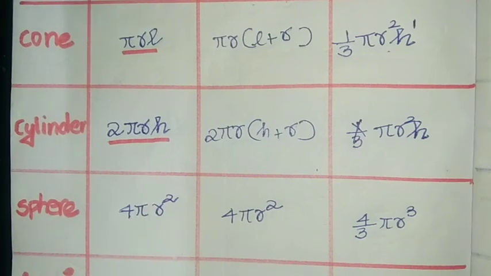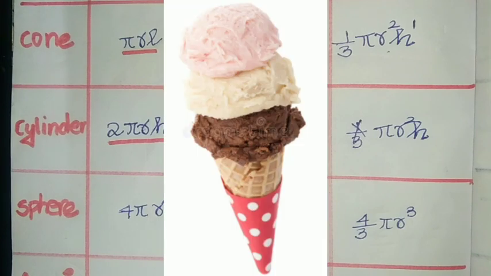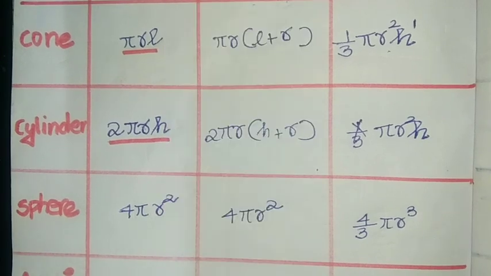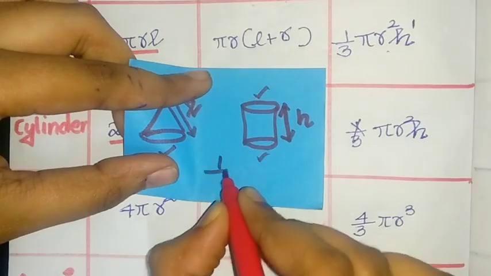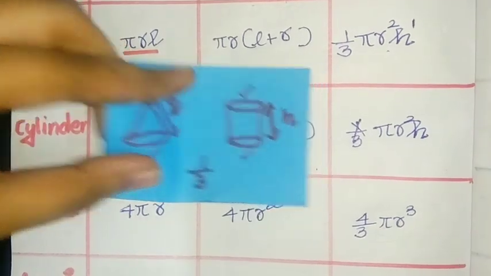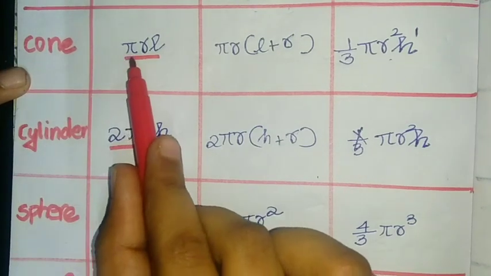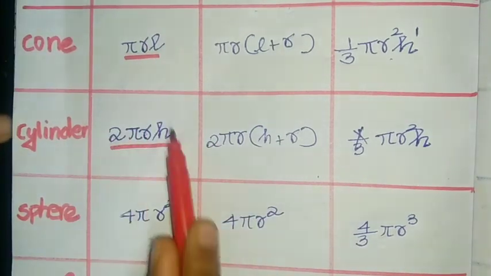Very simple. When you think about a cone, what comes to our mind? Ice cream. So remember, one cone, 3 scoops of ice cream. So simply 1 by 3 will come automatically into our picture. CSA of cone is pi RL and cylinder is 2 pi RH.